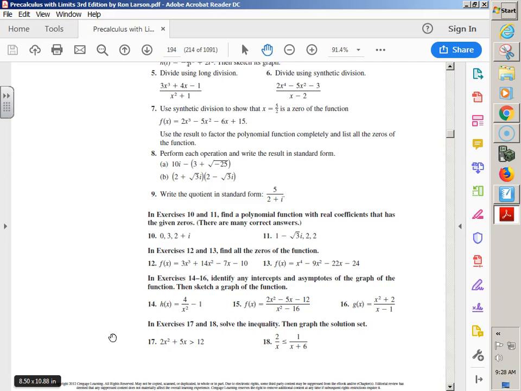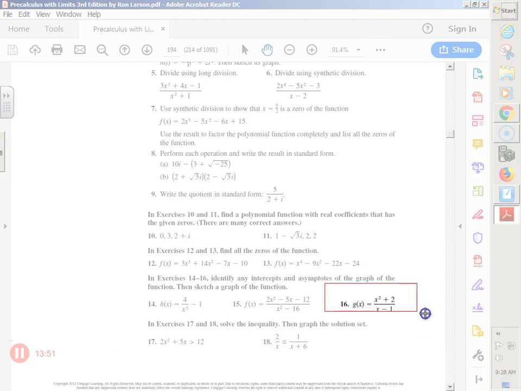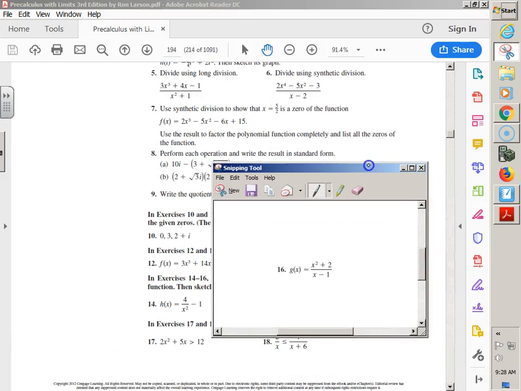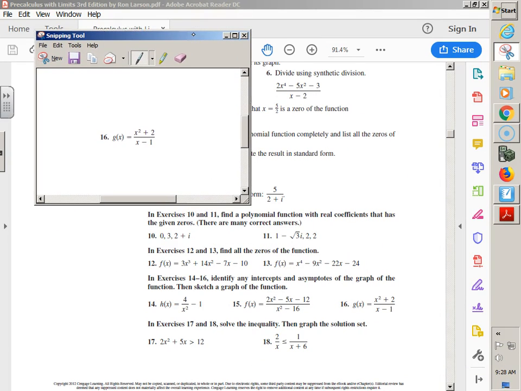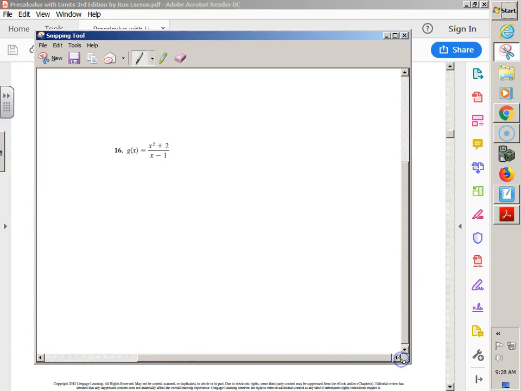Hey, do you guys look at 14 through 16 in the directions? Identify intercepts, asymptotes, sketch. What does that kind of sound like? A long answer I just kind of hinted at a second ago. So I added in things like symmetry and domain. Okay. 16 is what we call a rational function. It's a ratio.